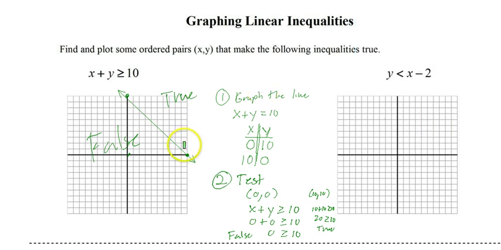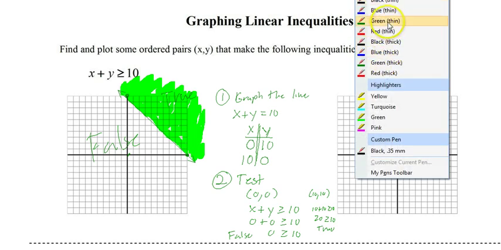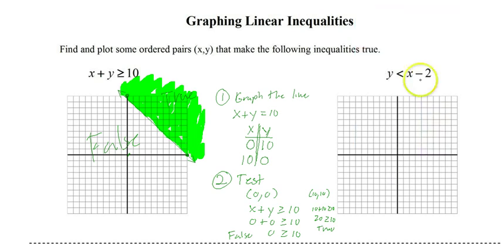So now we are allowed to shade everything over here. It doesn't just stay within our grid, it goes on forever and ever. Everything over there. So the line itself is just a border for the solutions. That's it. Alright, so let's try it again with this one.